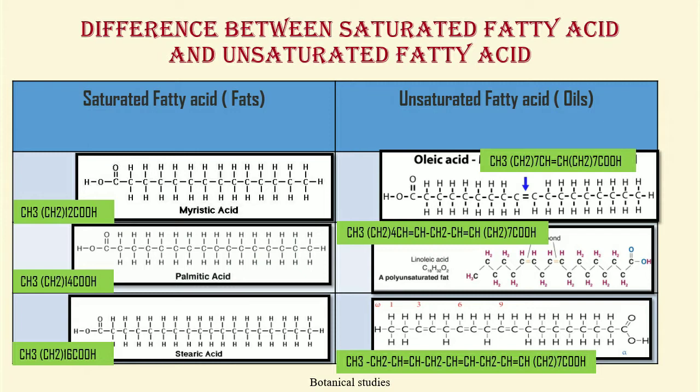CH3(CH2)16COOH. Among unsaturated fatty acids, oleic acid has the chemical formula CH3(CH2)7CH=CH(CH2)7COOH. Linoleic acid has the chemical formula CH3(CH2)4CH=CHCH2CH=CH(CH2)7COOH. Then linolenic acid has the chemical formula CH3CH2CH=CHCH2CH=CHCH2CH=CH(CH2)7COOH. That is, oleic acid has a single double bond between carbon atoms. In the case of linoleic acid, there are two double bonds between carbon atoms, while in the case of linolenic acid, there are three double bonds between carbon atoms.